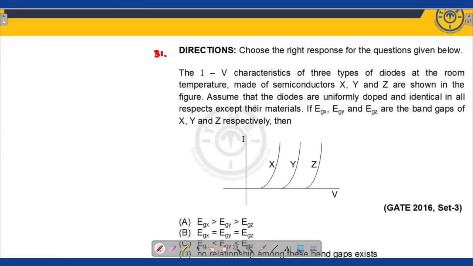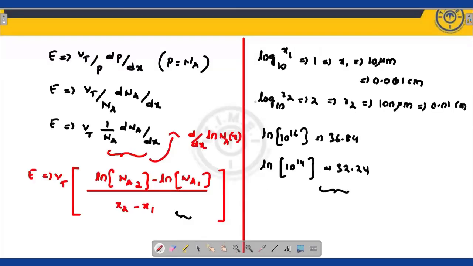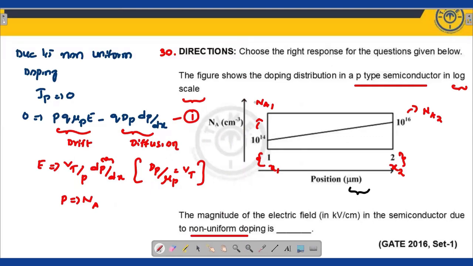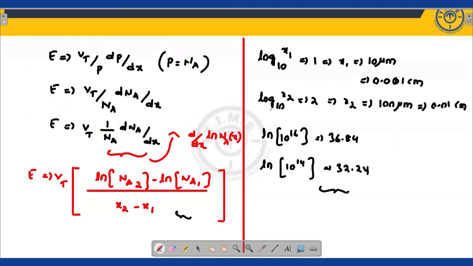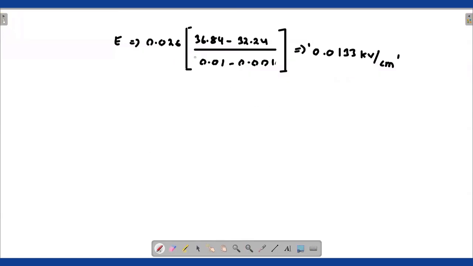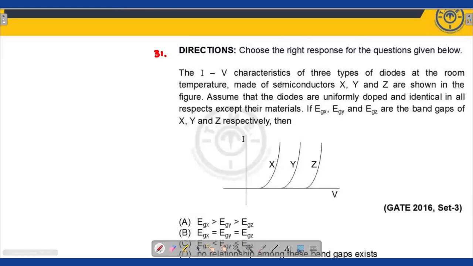Okay, this is how the question will be completely. We need to get back all the values here. This is NA2, NA1 value, X2 value. Get it back all the values here. So then we need to find out the values here, and finally you are going to get the answer over here like this. Next, question number 31.